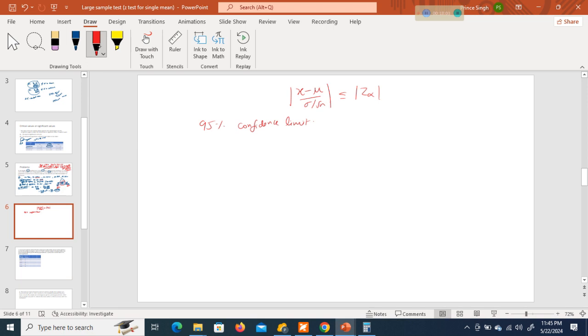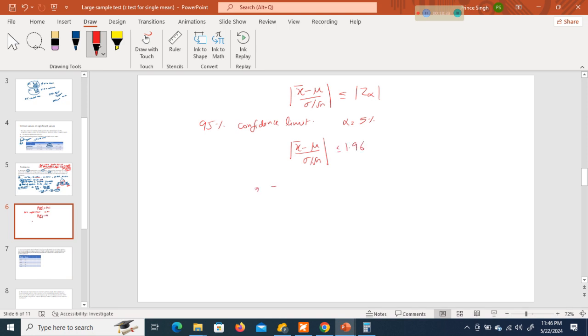So what is alpha? Alpha is 5%, which means we are going to consider alpha by 2. So from this particular expression we need to find out the value of mu. Okay, so what is Z alpha at 5%? Its value is 1.96. So x bar minus mu upon, if the standard deviation is unknown, then we can replace it with the sample standard deviation, but it is given here, so we can use it.